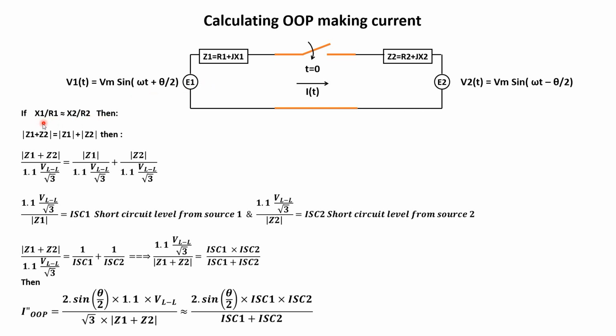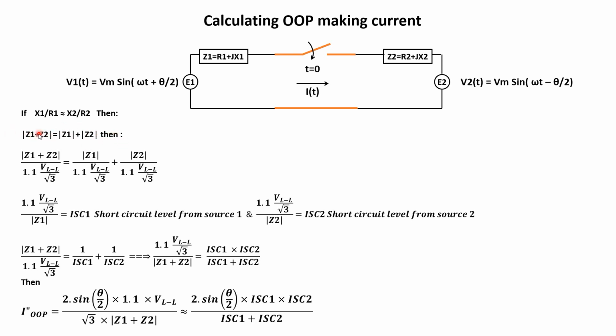We can simplify that a bit. Normally, if the X to R ratios of the two areas are equal to each other, meaning the X to R ratio of this side equals the X to R ratio of this side, then the magnitude of the summation Z1 plus Z2 is equal to the magnitude of Z1 plus the magnitude of Z2.